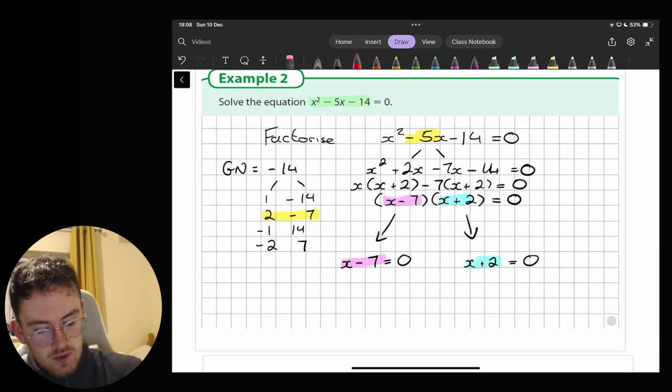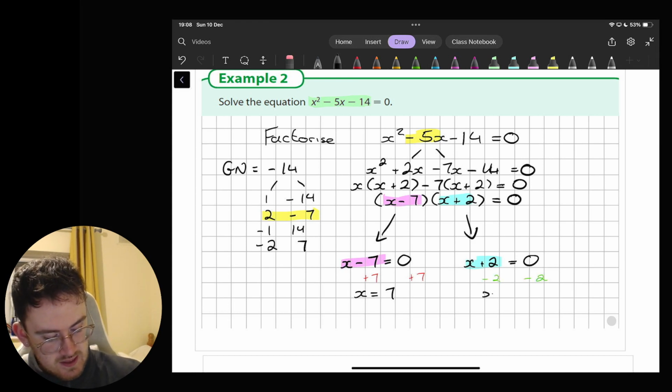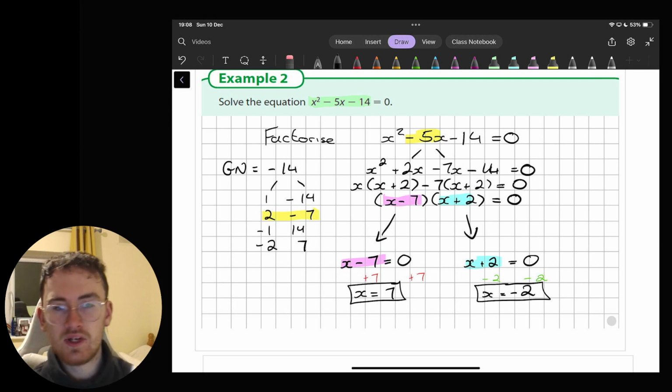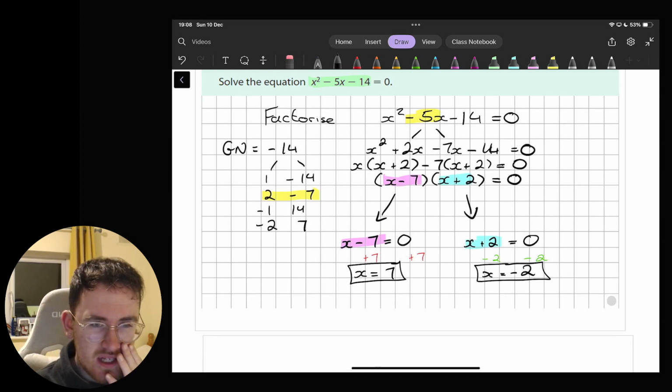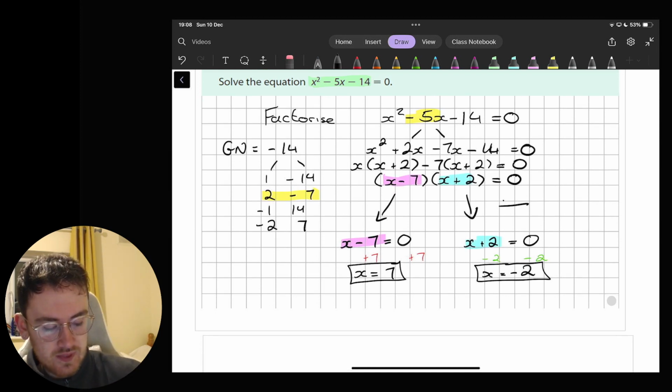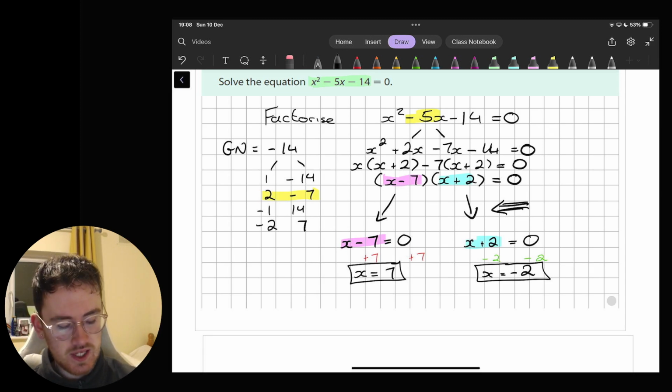On this side, if I want to get the x on its own, I need to add 7 to both sides, which gives me x is equal to 7. Similarly over here, I need to take away 2 from both sides, which gives me x is equal to minus 2. So my two answers are x equals minus 2 and x equals 7. Important: two answers as normal, the usual story, but following it down the whole way through. And I suppose the key thing is this last step here. That really is your trick, or your new element.